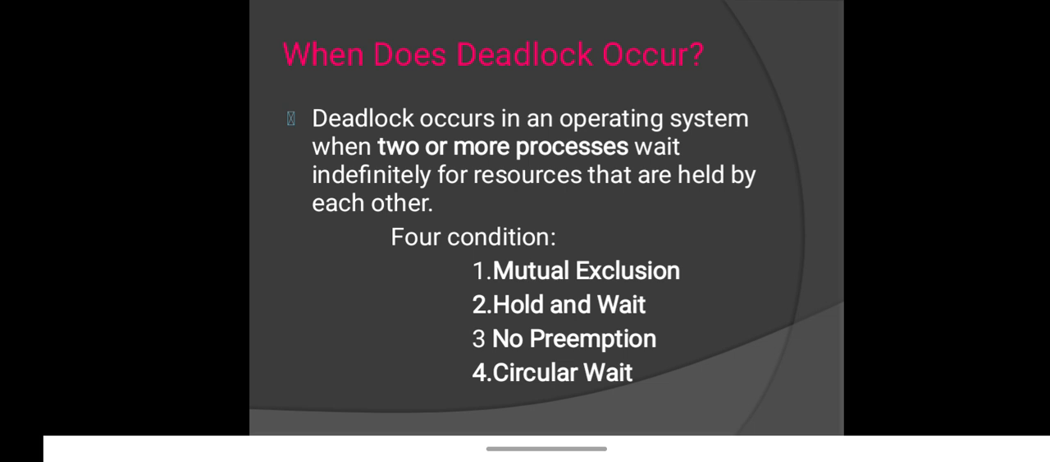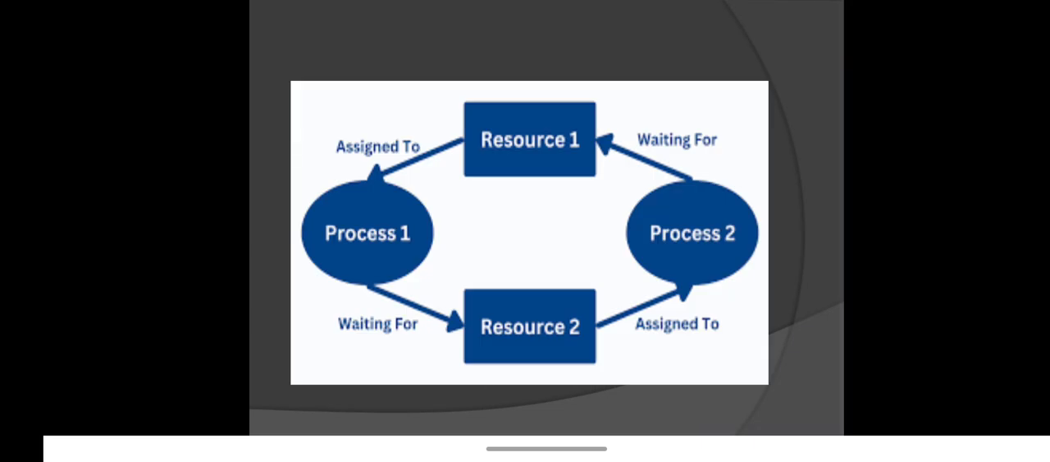There are two types of deadlock: process deadlock and system deadlock. A process is deadlocked when it is waiting on an event which will never happen, and it is called a system deadlock when one or more processes are deadlocked. It has four conditions: mutual exclusion, hold and wait, no preemption, and circular wait. This picture defines how deadlock occurs in your system.